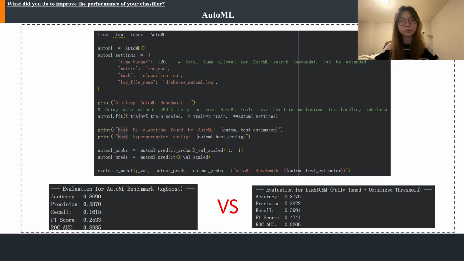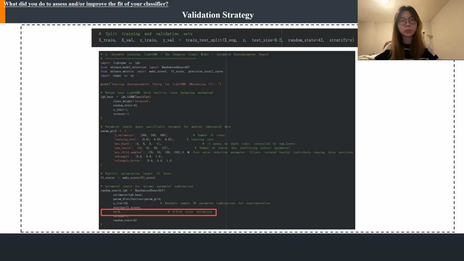F1 score. To assess model fit, I didn't rely solely on a simple train-test split. During hyperparameter tuning with randomized search CV, I exploited k-fold cross-validation. This strategy ensures consistent model performance across different data subsets, significantly enhancing the performance stability on unseen test data.